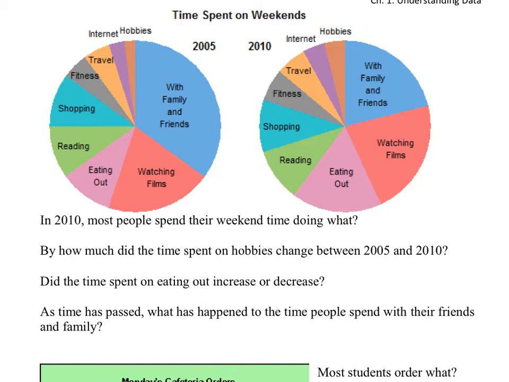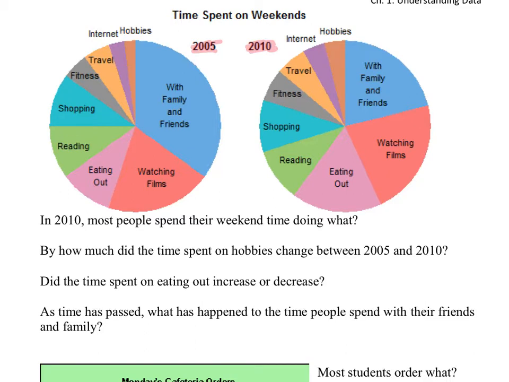So in 2010, most people spend their weekend time doing what? So stop. Which one are we looking at, left or right? Go for it. You can say it out loud. Perfect. So we're looking at the right one because it says right here 2010, and this is 2005. So you have to watch for things like that.